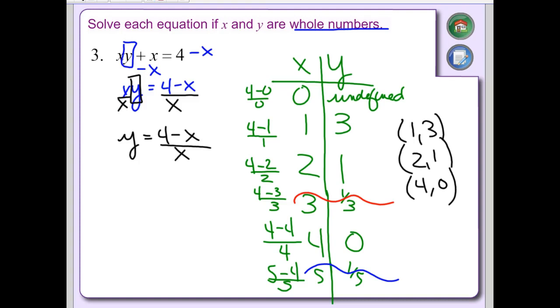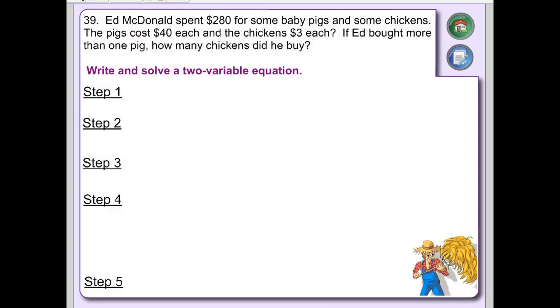All right, now we've got one more problem to look at. Let's look at our story problem. So if we go to the last slide here, here's our story problem. It said Ed McDonald spent $280 for some baby pigs and some chickens. The pigs cost $40 each, and the chickens $3 each. If Ed bought more than one pig, how many chickens did he buy?